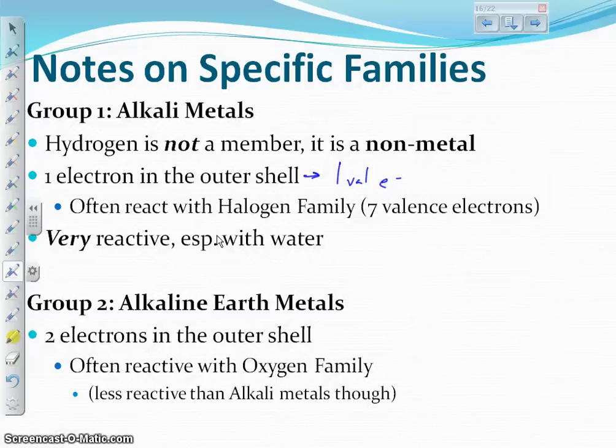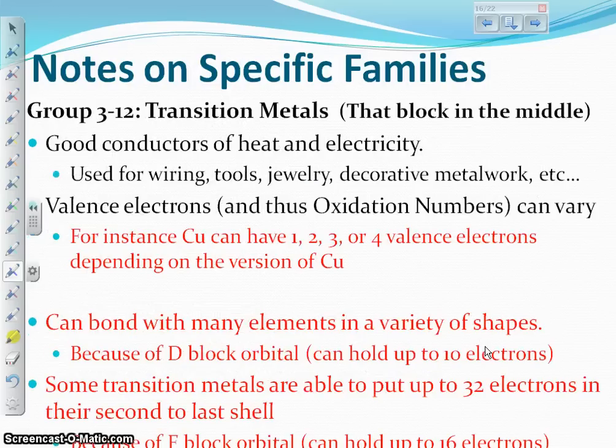Your second group, or second family, happens to be the alkaline earth metals. These guys have 2 electrons on their outer shell, which again means 2 valence electrons, and you should know that. These happen to be less reactive than the alkali metals, but they're still very reactive, and these guys will often react with the oxygen family, because the oxygen family has 6 valence electrons, and when you add the 2 and the 6 together, again we get that key number of 8.